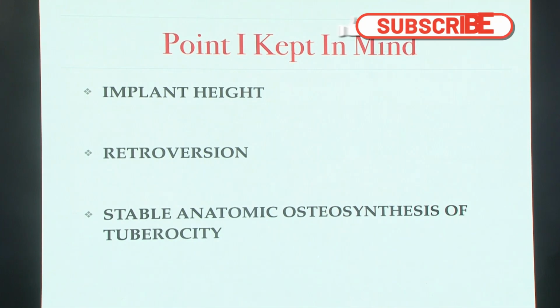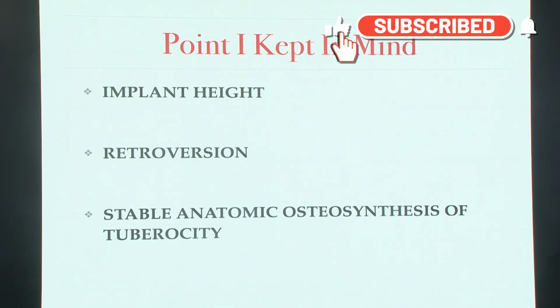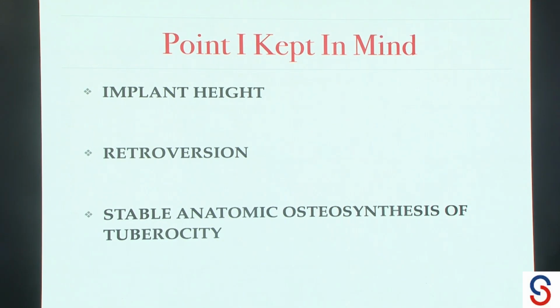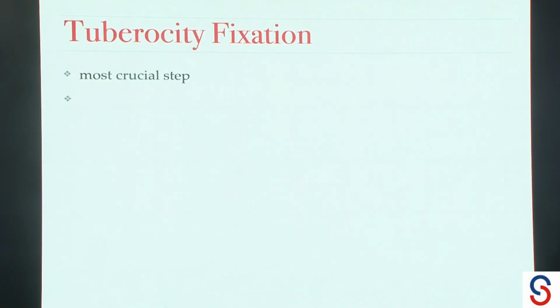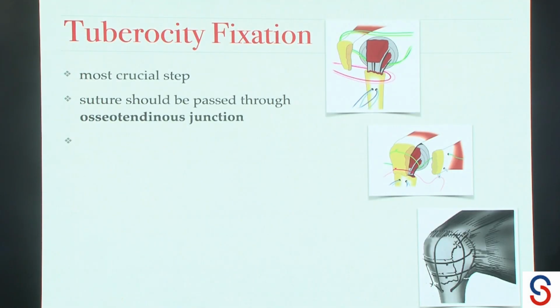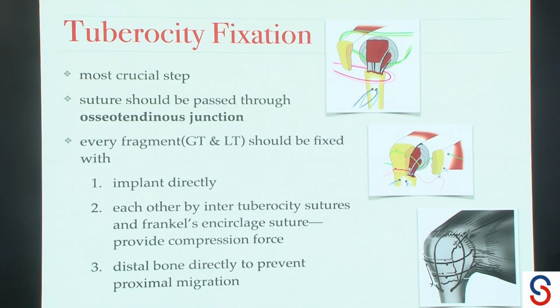So the points I kept in mind are that the implant height should be appropriate, the retroversion, and we should definitely have stable anatomic osteosynthesis of the tuberosity to have good results. Next. The tuberosity fixation was one of the most crucial steps. For that, we pass the sutures through the osteotendinous junction instead of directly through the bones, which are a little bit brittle. Next.